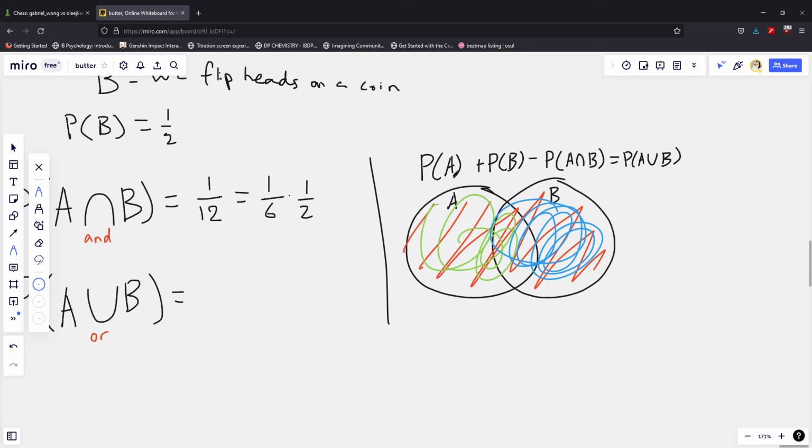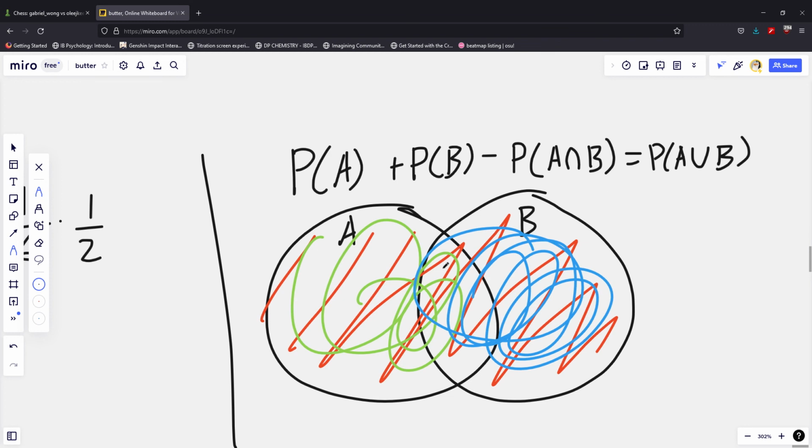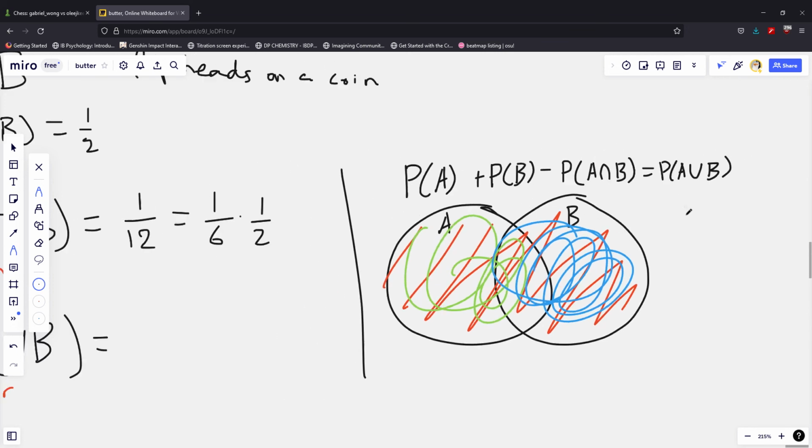So this is the formula for union. It's going to be the probability of A occurring plus the probability of B occurring minus the probability that both occur. The reason why we subtract is to get rid of this overlap. We've counted the middle area twice. We only want to count it once.